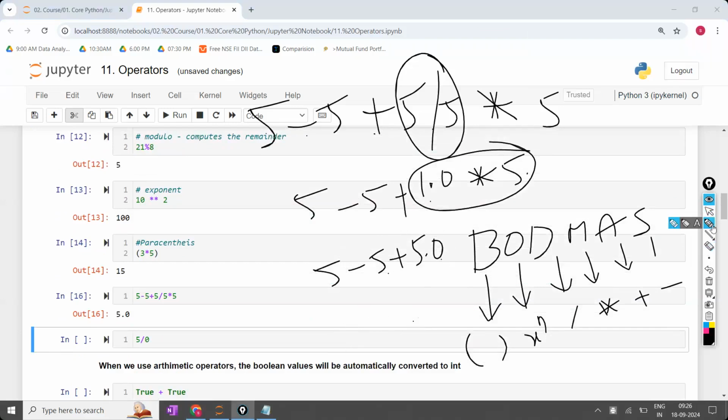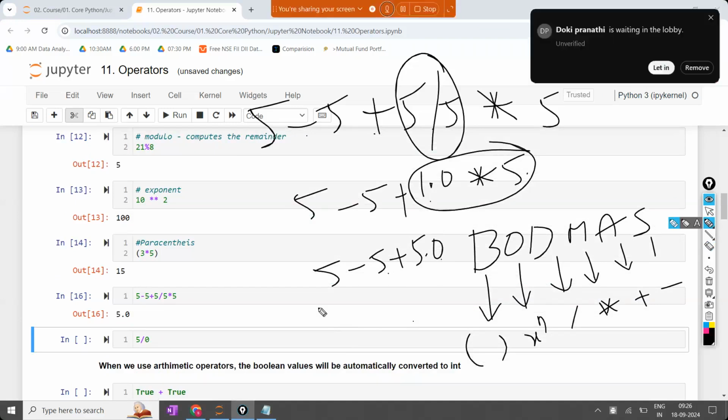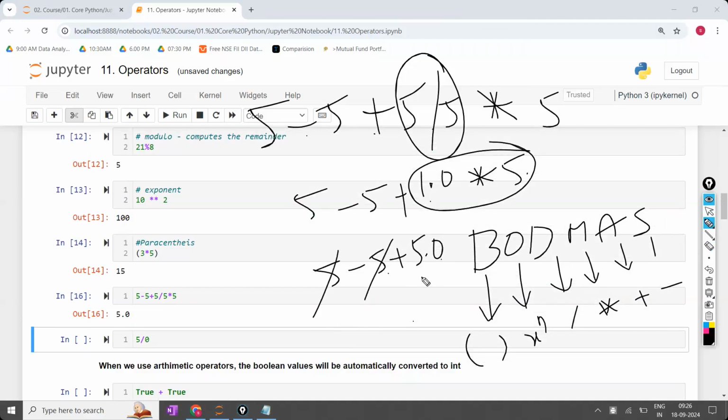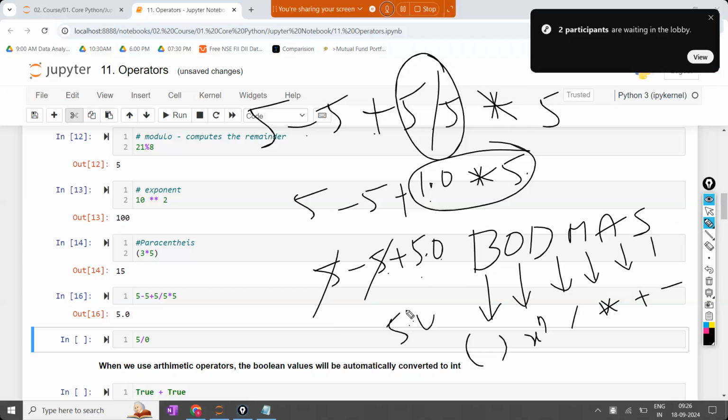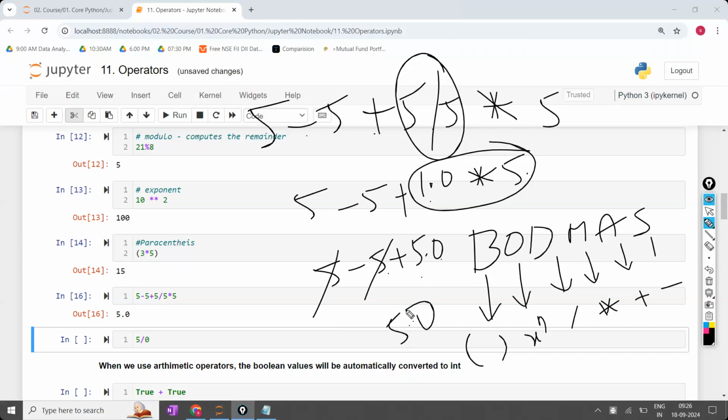5 with respect to, next you are going to do 5 minus 5. 5 minus 5 is 0. 0 plus this one, 5. Answer is 5.0. Is the point clear, everyone? So it is just applying the BODMAS principle.